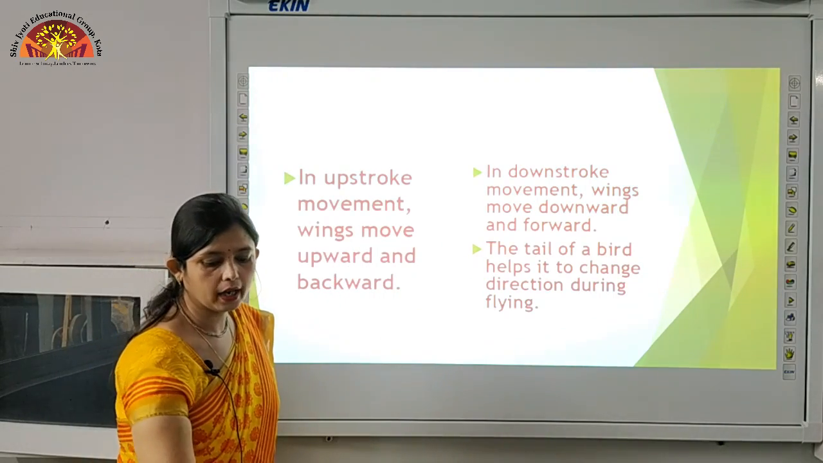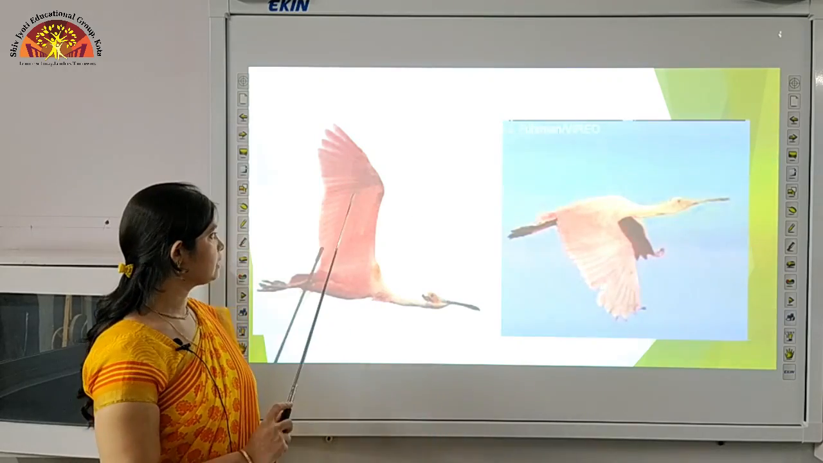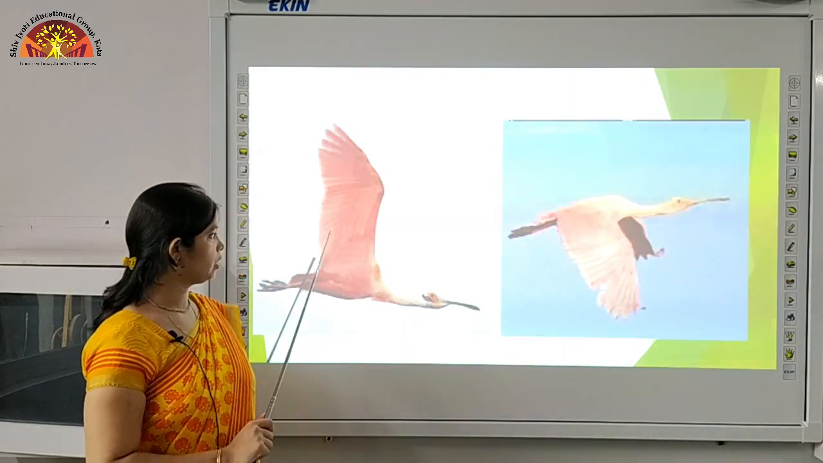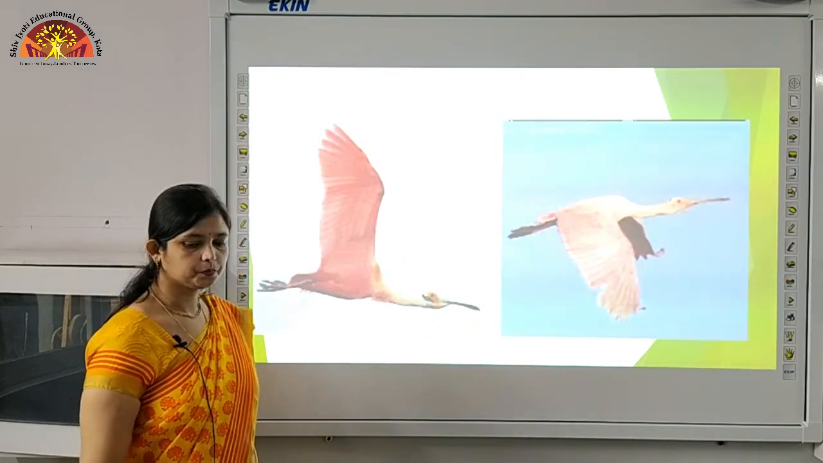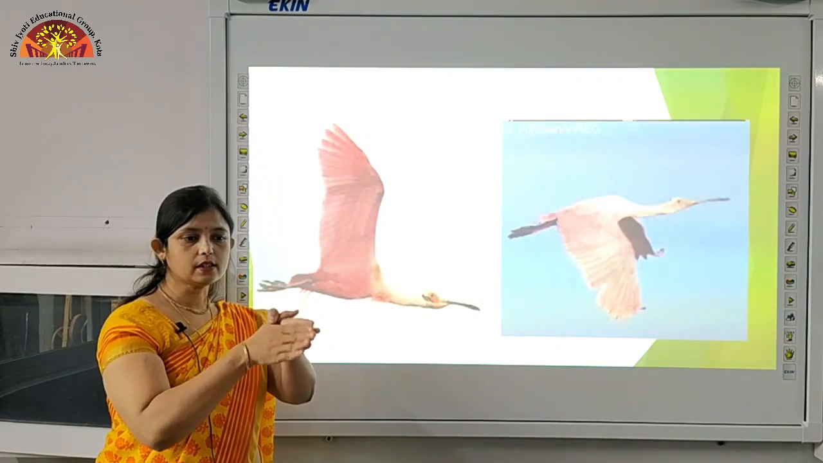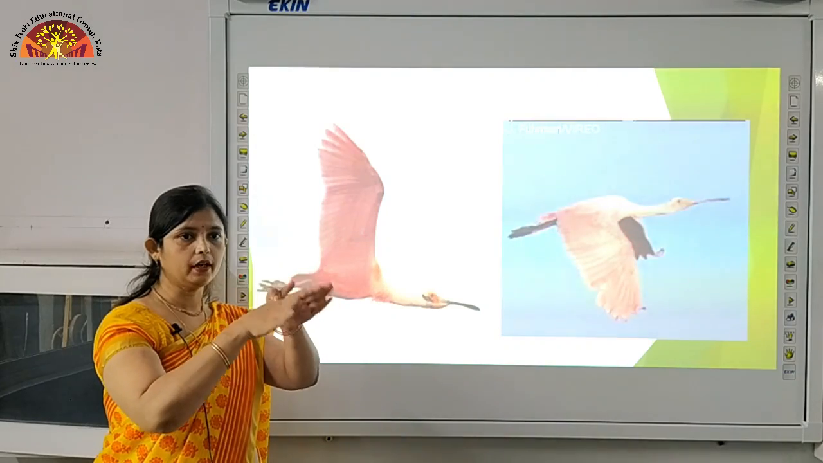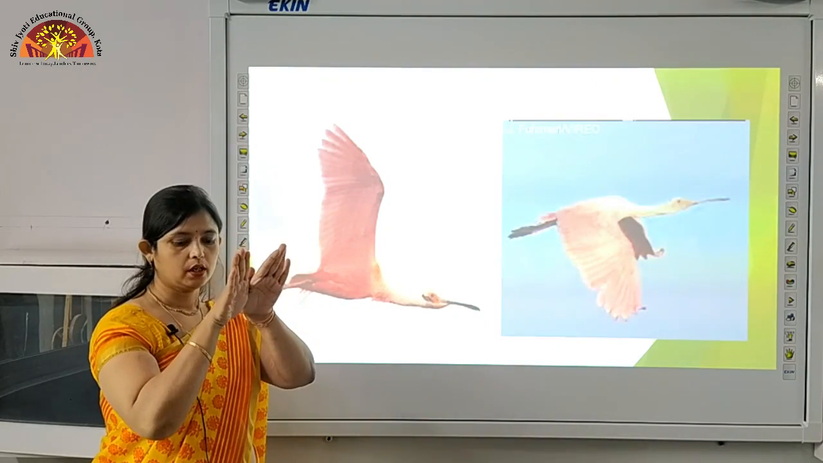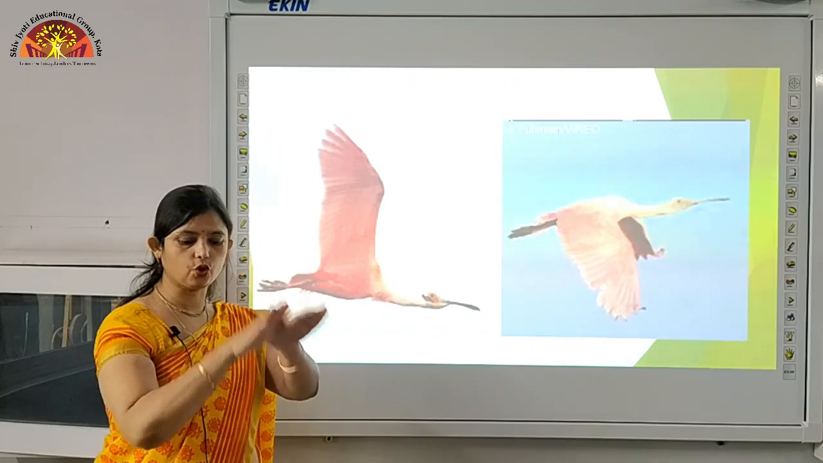Let us have a look at the diagram over here. You can see the first picture. In this picture, this bird is flapping its wings like this. When it is flapping the wings upward, its body moves backward. Okay, so this is called upstroke movement.